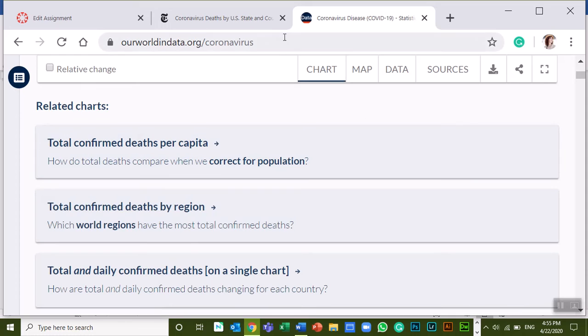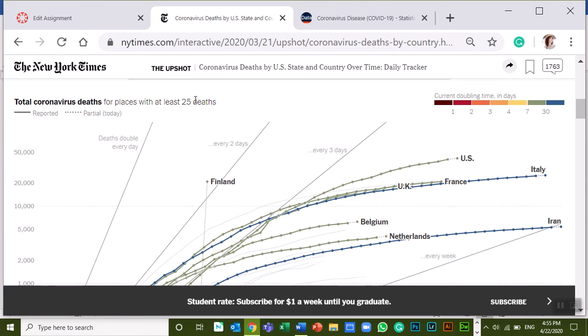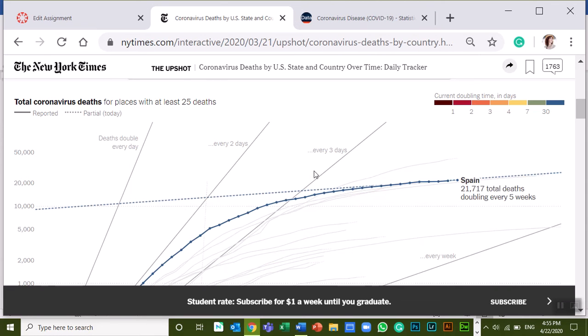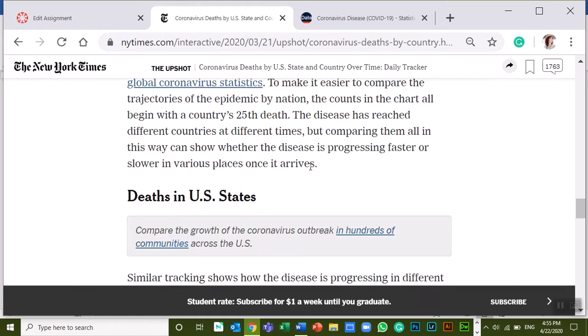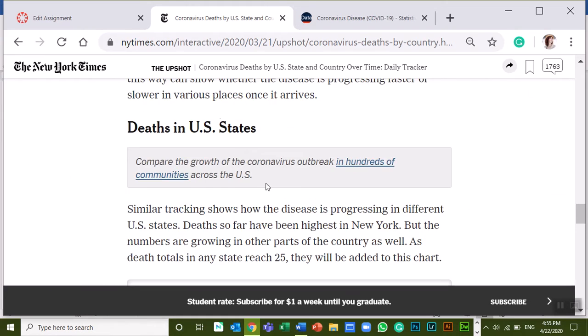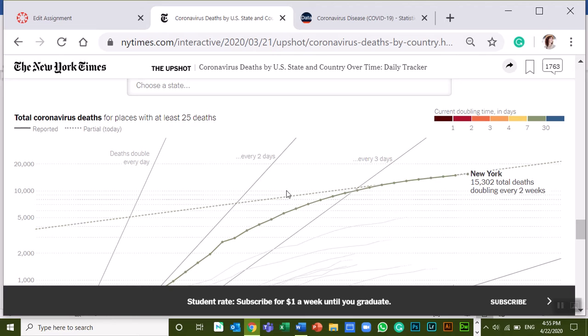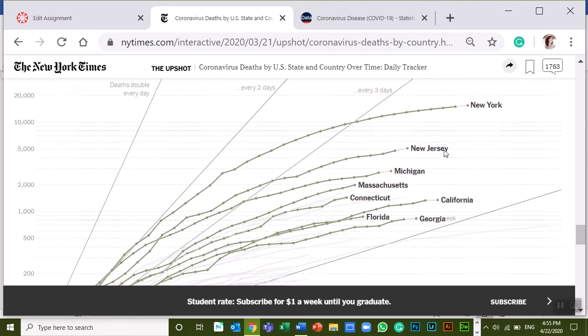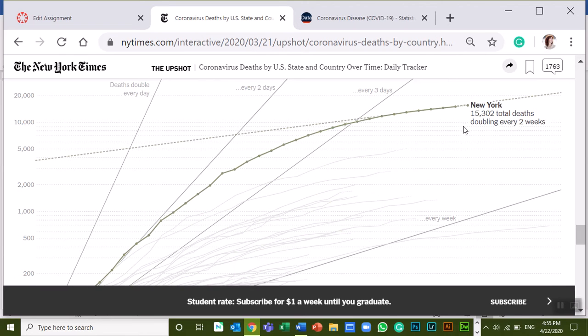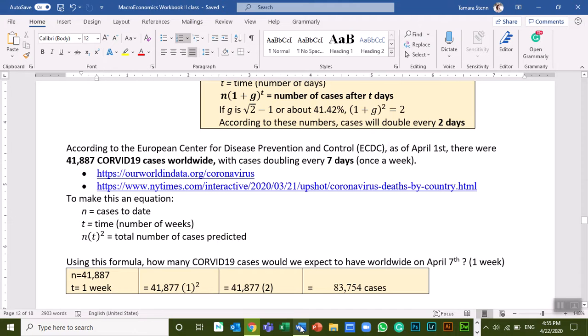What we're doing though is we're looking at something beyond just the linear model. We're looking at those exponential numbers. So I'm back here to the New York Times, and I'm going to scroll down a little further because the New York Times also has data divided out by states, and part of your homework assignment is to look at a state of your choice and understand what's going on there. So here in New York, we have 15,000 deaths, and they're doubling every 2 weeks. So if I go back to my workbook, let's see how we can start understanding these numbers.